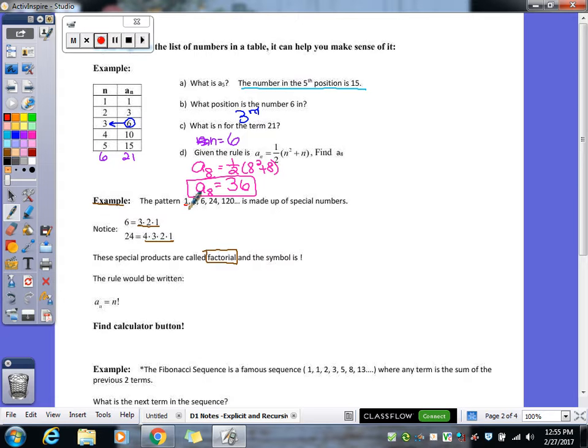So with this pattern, the 1 is 1 factorial, and factorial is written with a little exclamation point. It's not an excited one. It's 1 factorial. So 2 factorial would be 2 times 1, which gives us our 2. And then as we said over here, 3 factorial, which is 3 times 2 times 1, is how we get our 6. And then 4 factorial gets us our 24, because it's 4 times 3 times 2 times 1, as I have written out there for you. 5 factorial gets you your 120, and so on and so forth. They just keep doing factorials with that.